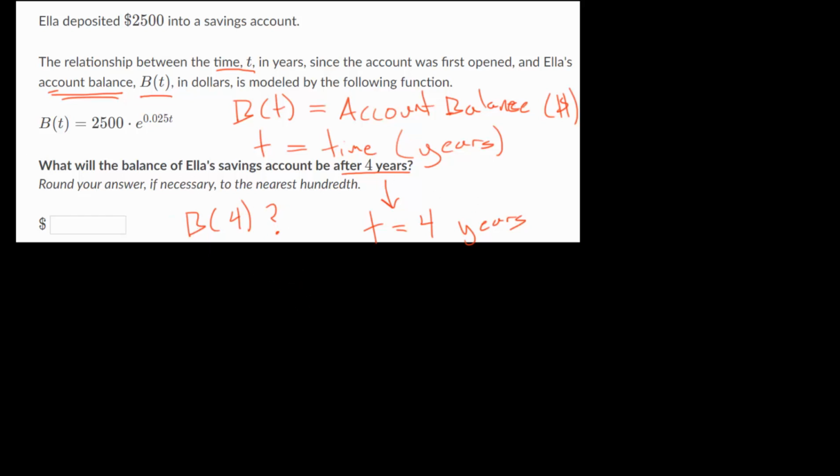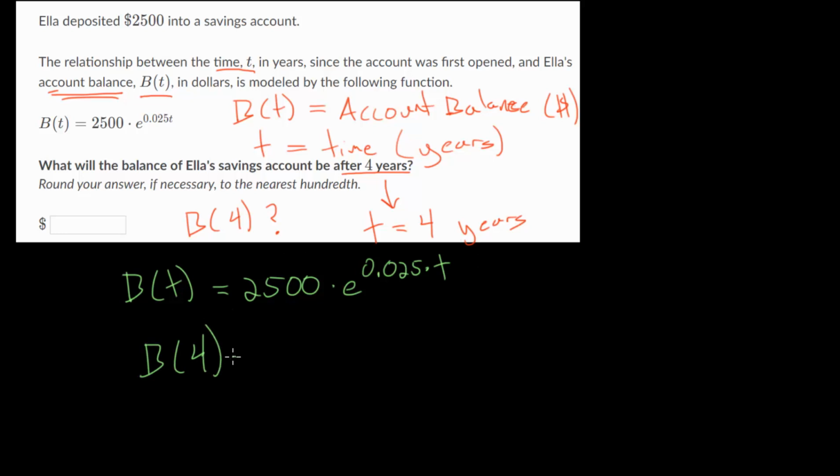And with this problem, if we first start by just rewriting our equation, we just need to set t equal to 4 and figure out what b would be equal to. And for this one, we really just can plug it in anywhere we see a t and solve. So b of 4 is 2,500 multiplied by e to the 0.025 multiplied by 4. So we just need to simplify this.